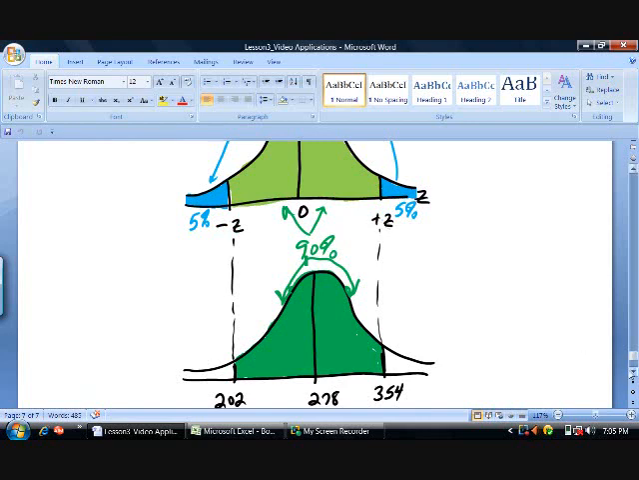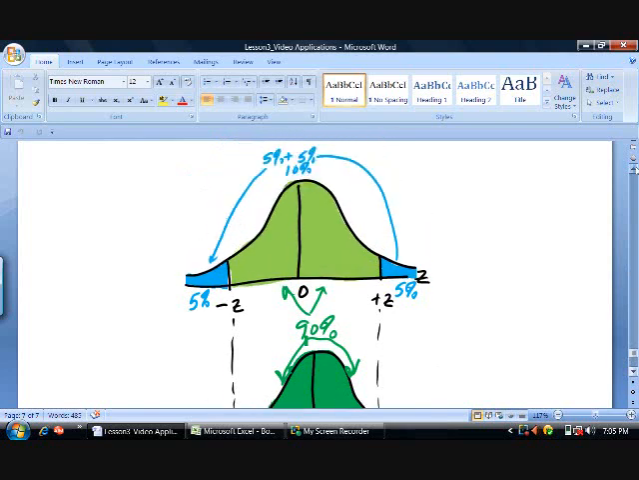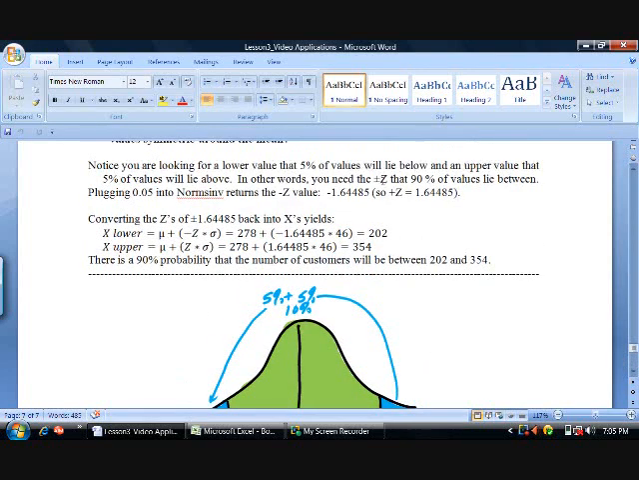I don't want z values though. I need to convert those into x's. Customers centered at 278. To do that, let's do a little calculation. The lower value is going to be the 278 minus 1.644 times 46, 202 customers. The upper value will be 278 plus the 1.644 times 46, or 354.